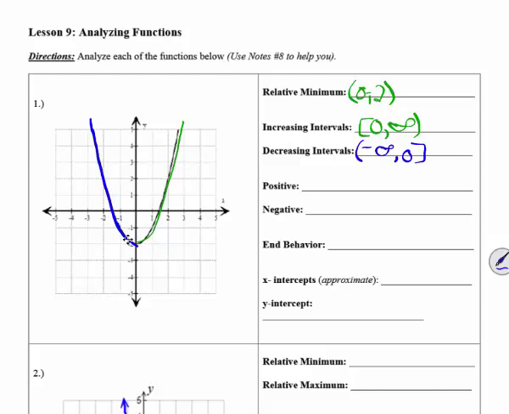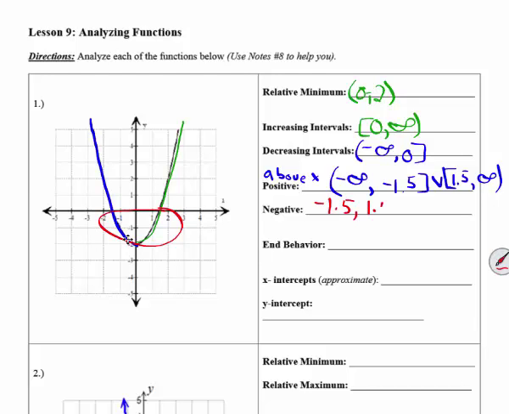Okay, positive means that it's above the x-axis, so that's going to be from -infinity to about -1.5, and, or I should say, from 1.5 to positive infinity. So using a little bit of what we did with our inequality stuff too. Negative is when it is below the x-axis, so that's going to be right down here, those parts. So that's from -1.5 to 1.5.